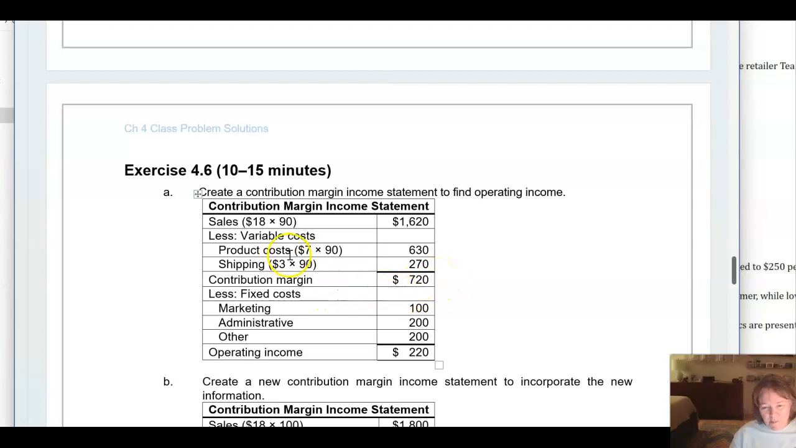Okay, and notice how they made these things separate. Can you imagine if the homework combined all these numbers on you? So when you prepare a schedule for me on an exam, you want to make sure that you show it separately, and it'll help not only your grade, but also your understanding of the problem with the assumptions. So our fixed costs were marketing, administrative, and other, and these were fixed costs per month. So our current operating income is $220.